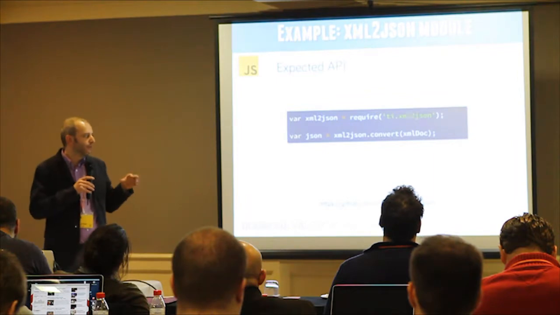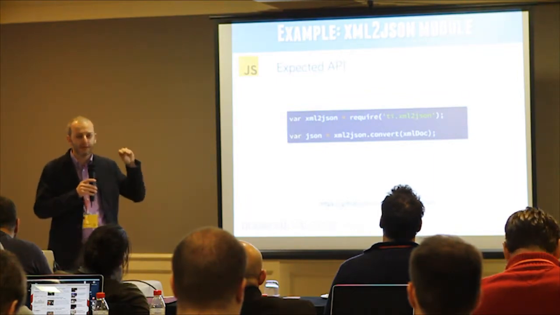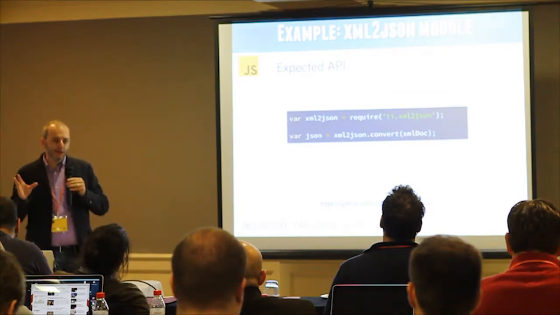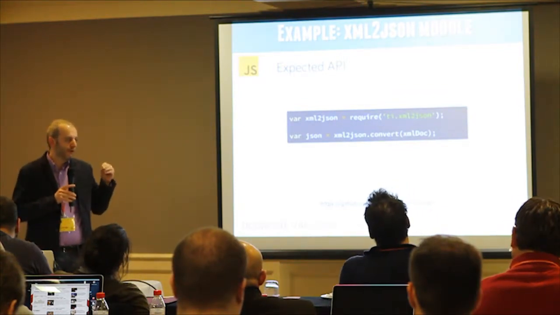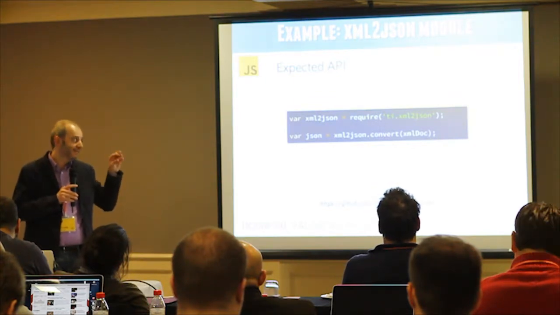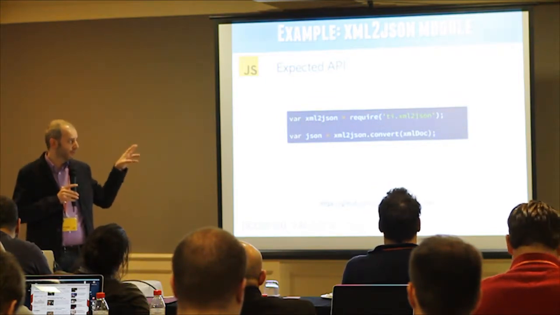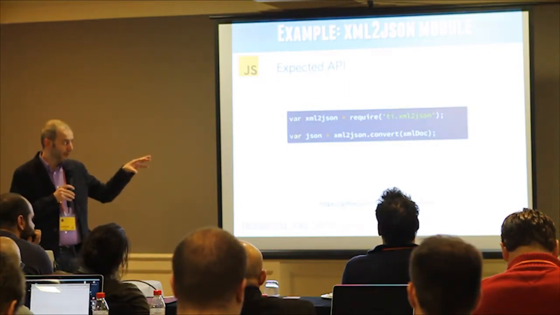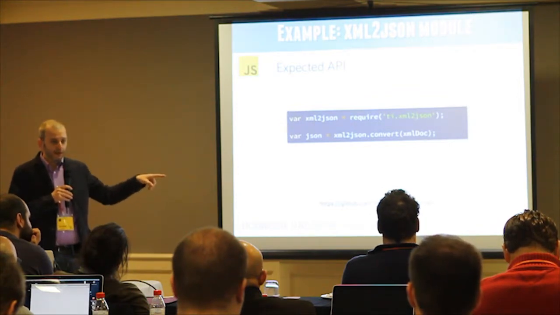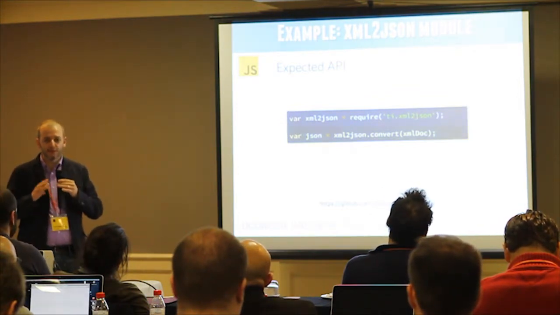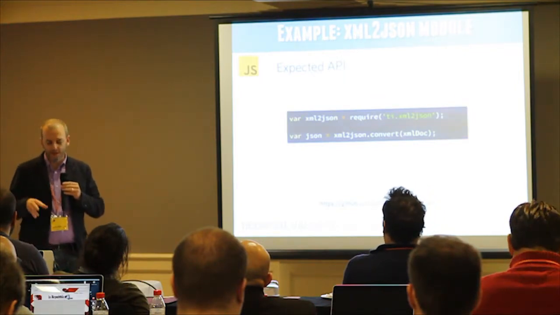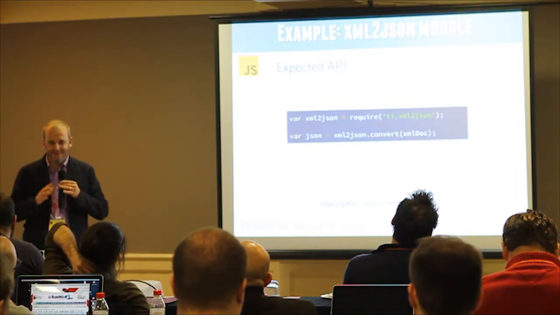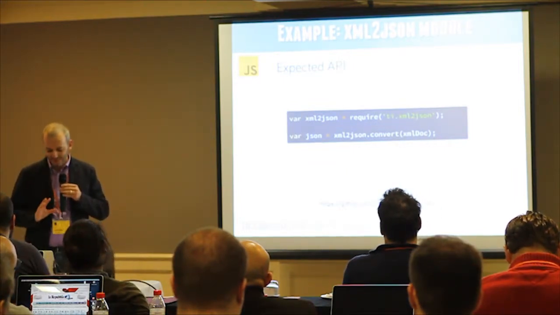So basically what we want is a module with a simple convert method which takes a string object, this XML string object, and transforms it to a JSON object. Actually, this is a real module I've implemented. I've put a link there, but it's still not published. I will publish it in the next few days, probably.